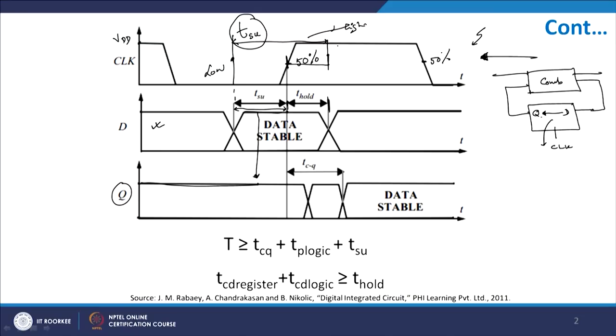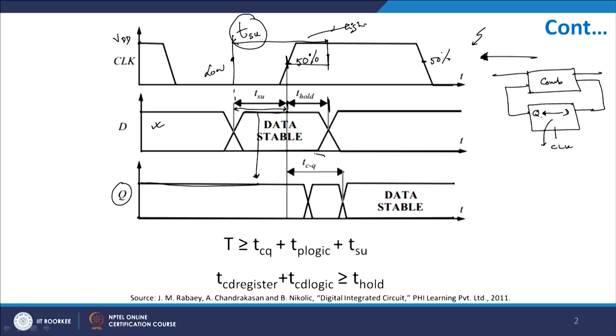This is one of the prime limitations of sequential logic, and the prime limitation is in the speed. You cannot allow the data to come into a sequential system at any speed you desire. You have to have a data input speed that gives a minimum time for the data to be stable between the start of TSU and the end of T hold, which is basically the holding time.